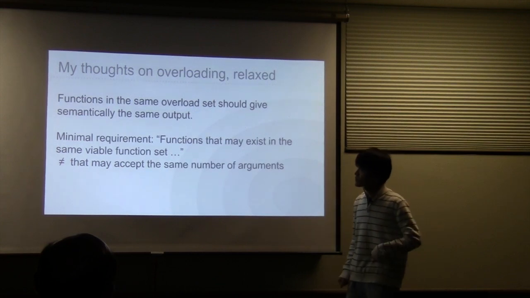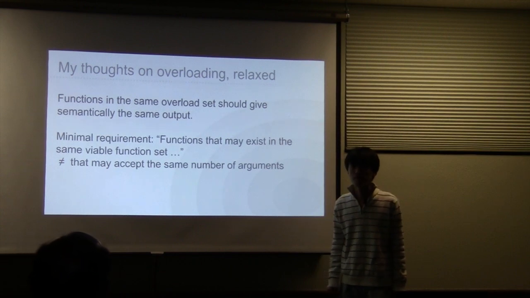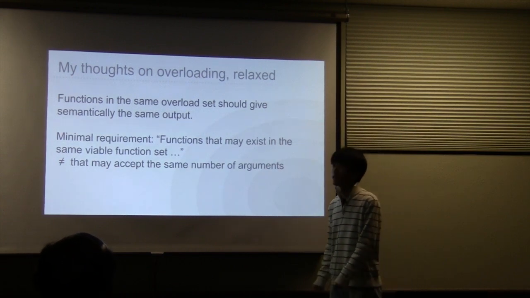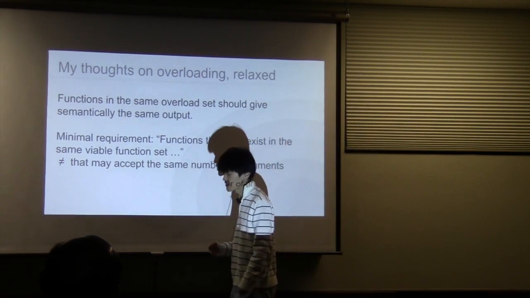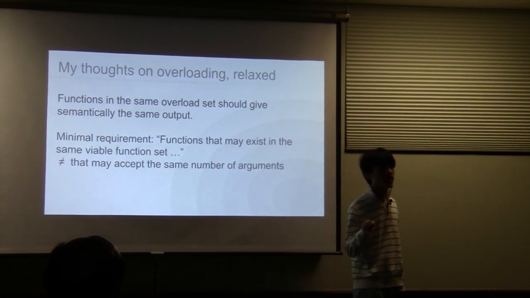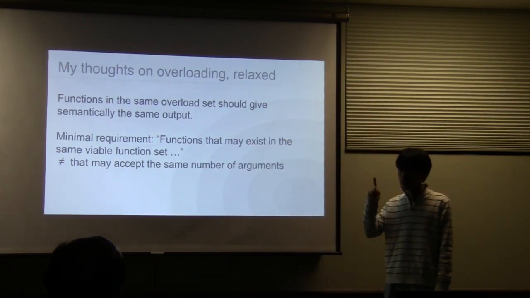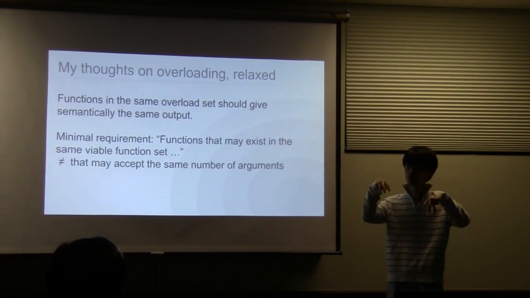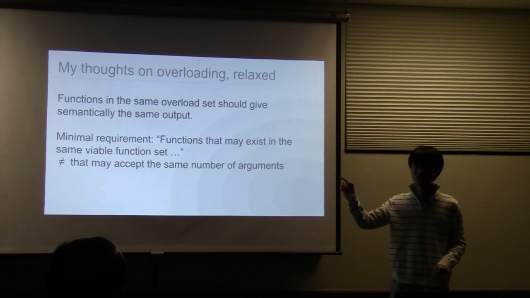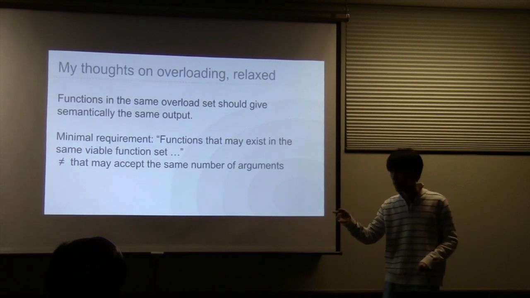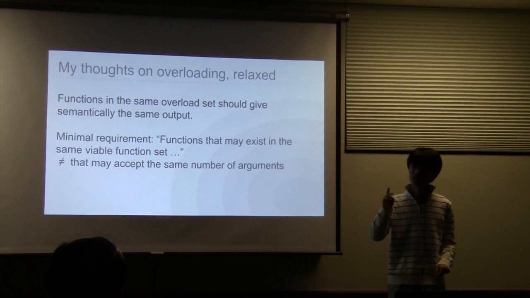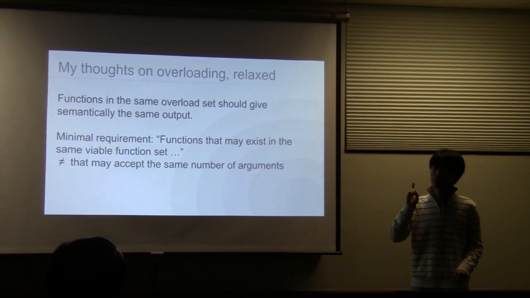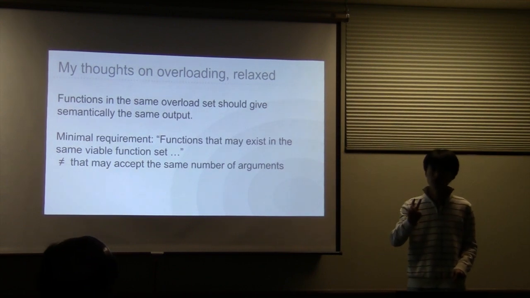Sorry, let me restate. Overload resolution has two steps. First, it finds functions that might accept that call. And the criteria is, first, your call, like f(a, b), has two arguments, and your function also needs to be able to accept two arguments.